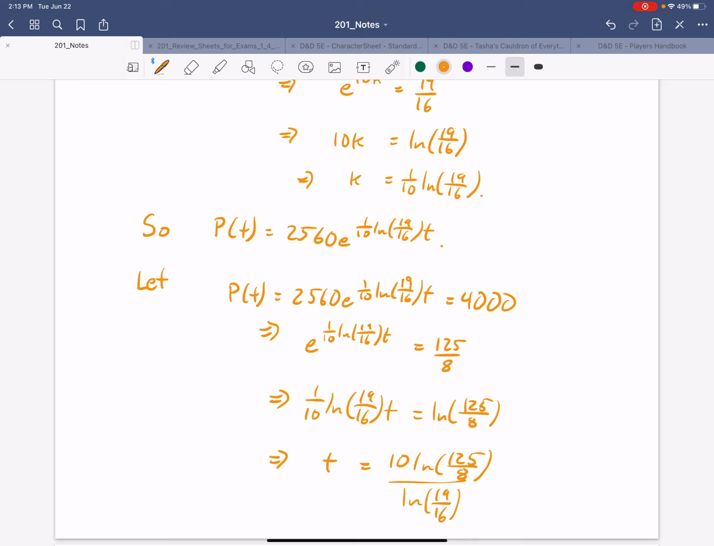All right, and so for your exam, I'm going to leave it like this because for your exam, this would be a correct answer. Really what we should do is we should go into Google or Desmos or something, calculate this out, and then add it to 1950. Okay.